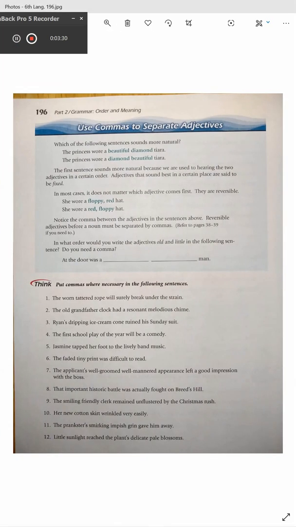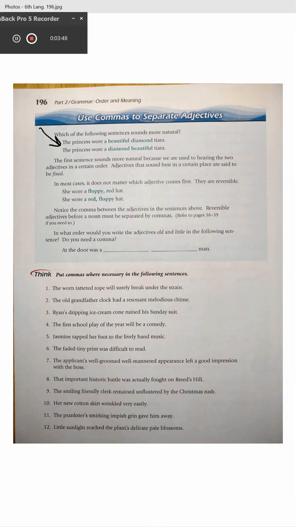All right, so commas to separate adjectives. The rule is sometimes you have more than one adjective describing one noun. If you could flip those adjectives and they still make really good sense, then you want to put a comma in between them. For instance, look at this sentence right here. The princess wore a beautiful diamond tiara. If I flipped that and said the princess wore a diamond beautiful tiara, you'd say that's dumb because it doesn't make sense. So therefore we can't flip those and you would not put a comma.